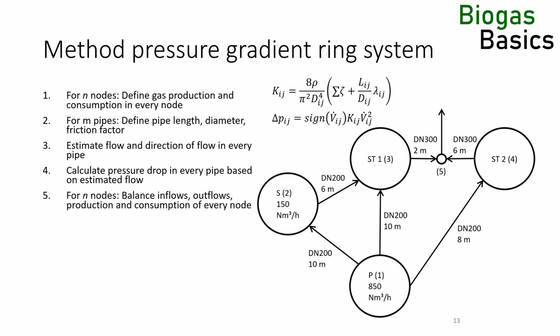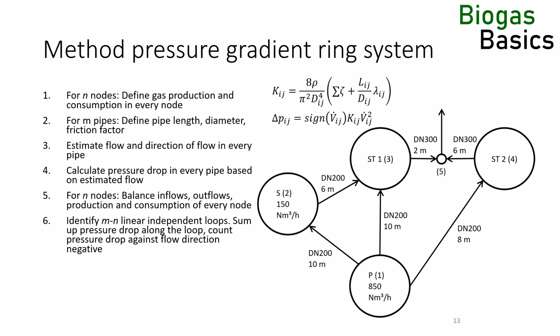We are looking for m flows or independent variables. The balance around the nodes gives us n equations. The remaining m minus n equations are generated by identifying m minus n linearly independent loops and adding up the pressure drop along the loop. Count pressure drops against the flow direction as negative.